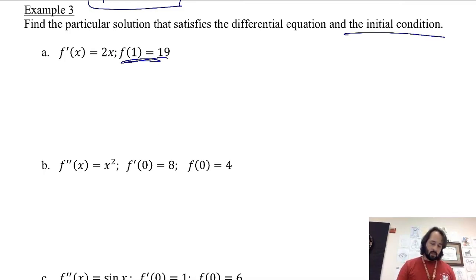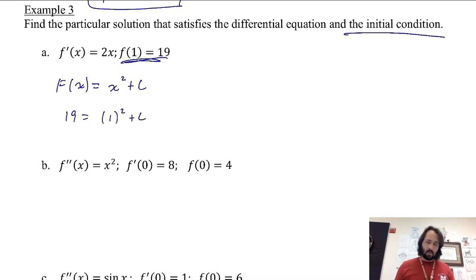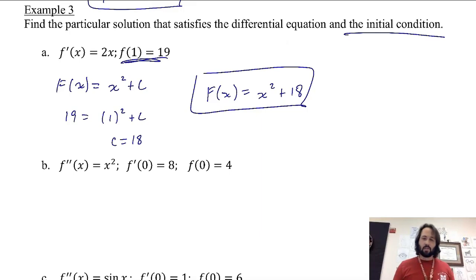So go ahead and take your antiderivative. So f of x would be x squared plus c. Now if it has to go through (1, 19), that means that if I put in 19 for y and 1 for x, then c is something that I can solve for. So that means c is 18. So f of x is equal to x squared plus 18. That would be my particular solution.